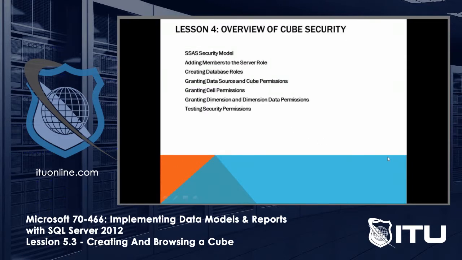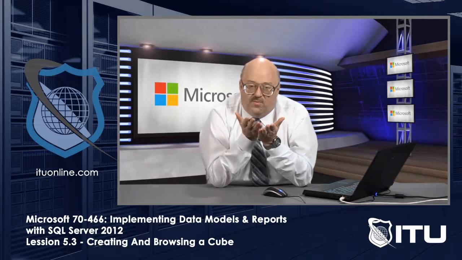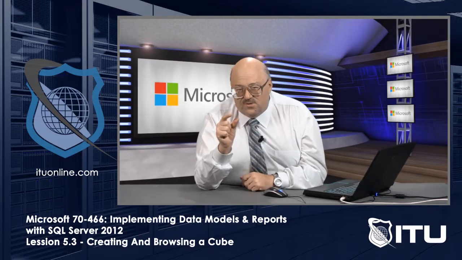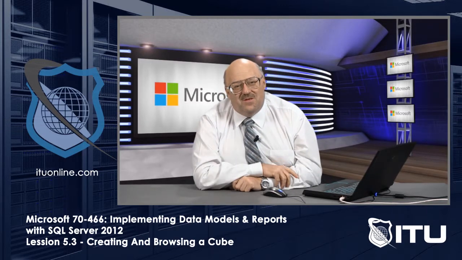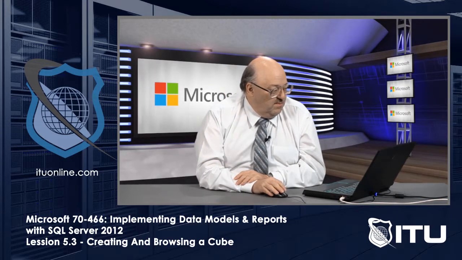Now let's talk about cube security, okay? In the security model, we actually use Windows authentication. It gives us our permissions based on the membership of our roles. In other words, it's concerned about our principal. Permissions can be applied to databases, data sources, dimensions, individual dimension members, and individual cells. So the granularity of permissions inside SSAS is great. We can go all the way down to the individual cell. We can let everybody drill down that far and then say, I'm sorry, you can't see this data. Okay? It's all controlled by Windows authentication.